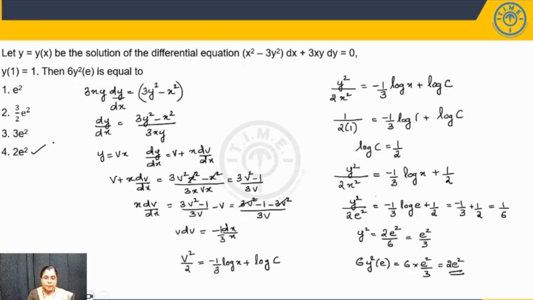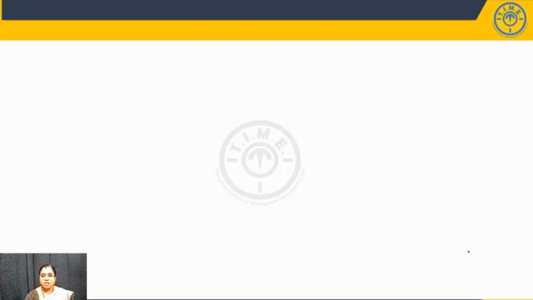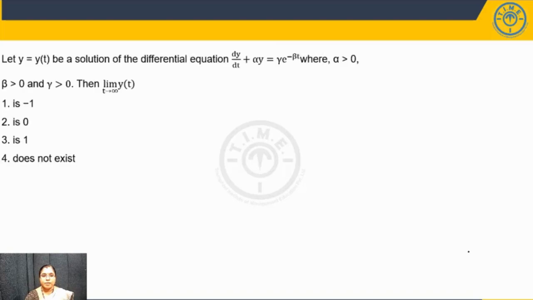I hope it's clear. Our next question is, let y is equal to y of t be a solution of the differential equation dy by dx plus alpha y equal to gamma into e raised to minus beta t, where alpha greater than 0, beta greater than 0, gamma greater than 0. Then we have to find out limit t tends to infinity y of t.